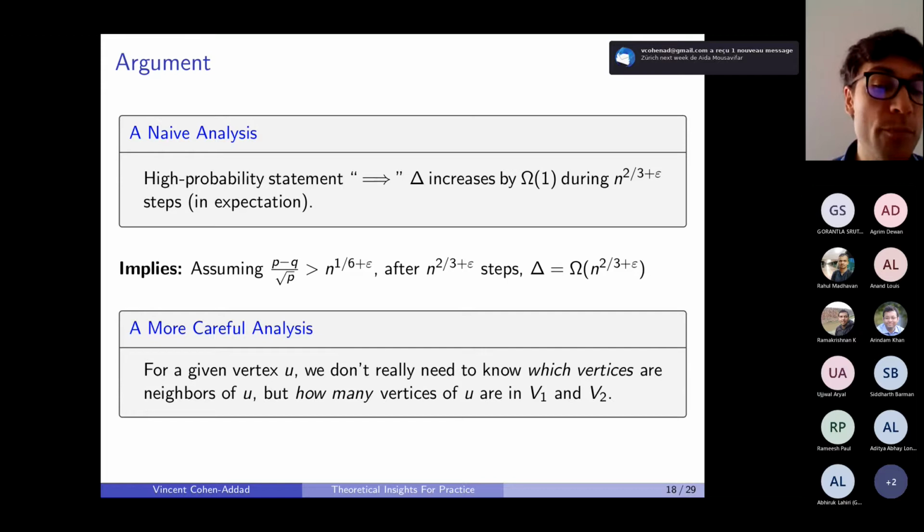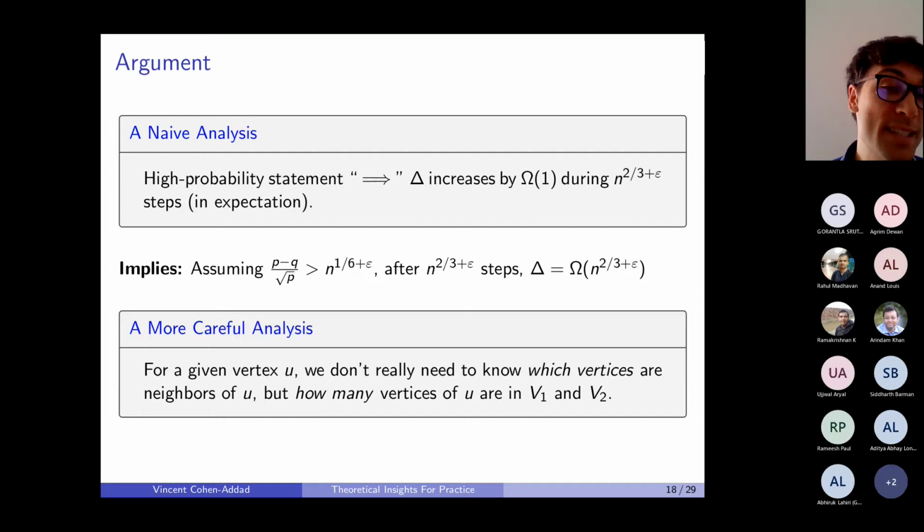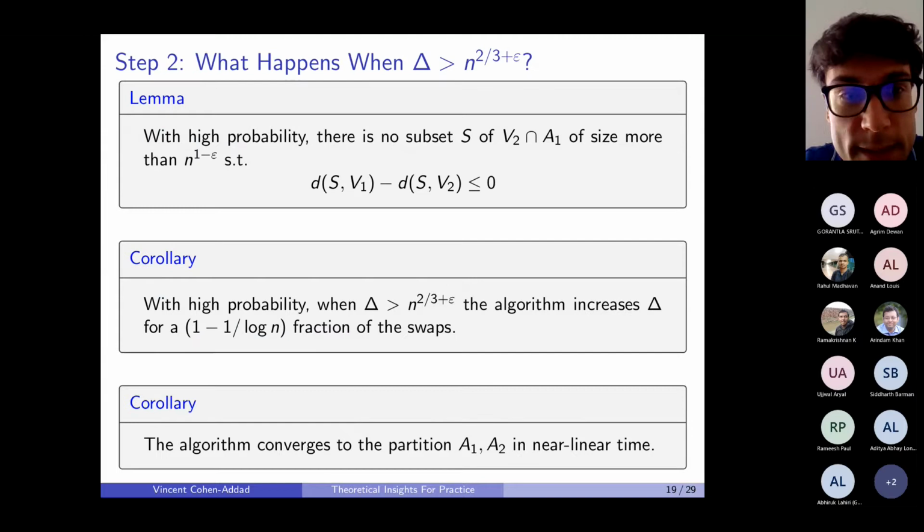neighbors of U are in V1 or in V2. It's enough to know the number of neighbors in V1 and the number of neighbors in V2. You don't need to explicitly reveal the randomness of each edge, and so you don't need to have so much concentration. So there is a slightly better analysis that gives you slightly better bounds that allows you to change the 6 to a 4. But I won't go too much into that. It's getting hairy pretty fast.